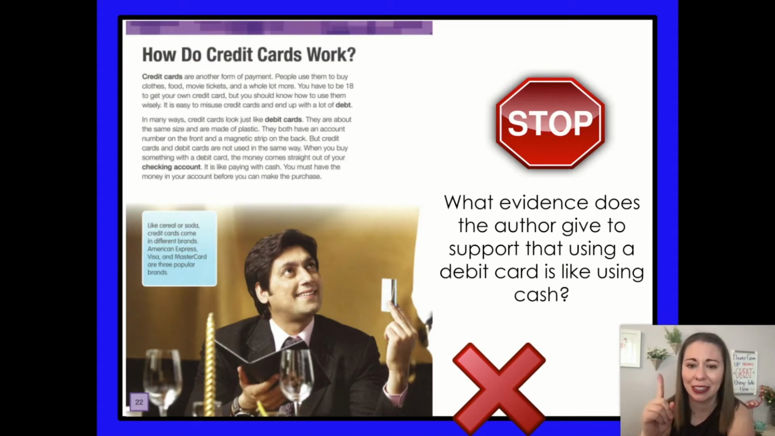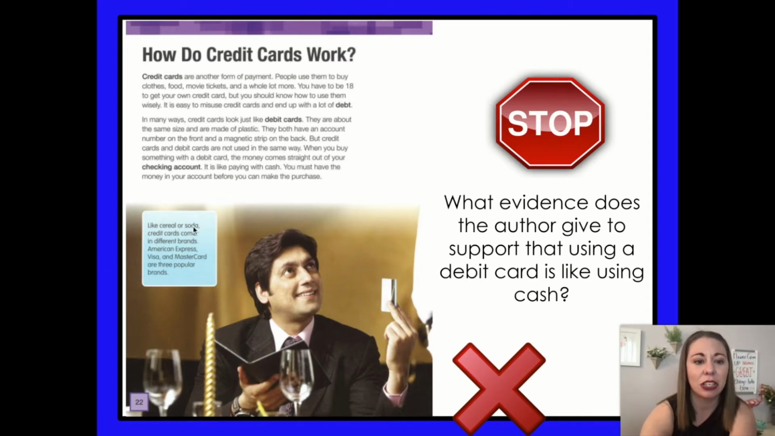Okay, so let's stop and think. What evidence does the author give to support that using a debit card is like using cash? Let's think about that text evidence. Reread. Where are they talking about debit cards? Oh yeah, I see it down here. First off, it says debit cards look like credit cards, but credit cards and debit cards are not used in the same way. When you buy something with the debit card, the money comes straight out of your checking account. It is like paying with cash. And it's like paying with cash because the money comes straight out of your checking account. You have to have the money right then. Otherwise, it's not going to work.